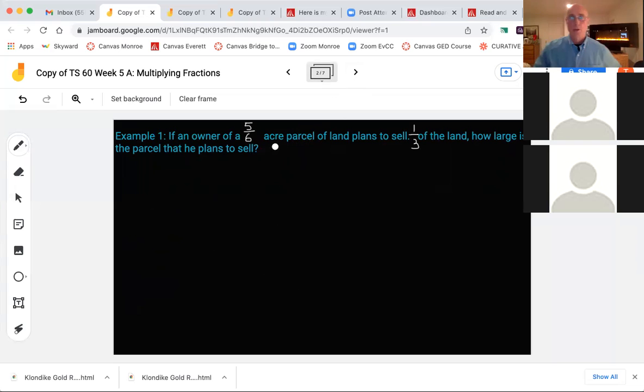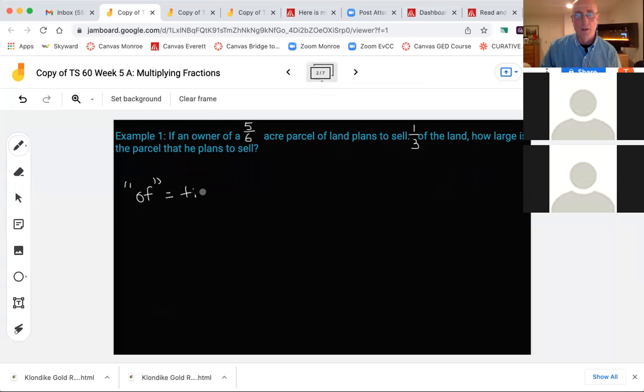Like, for instance, what do you do if you get a story problem like this? Okay. If an owner of a 5/6 acre parcel of land, that parcel means piece or section of land, plans to sell 1/3 of the land, how large is the parcel that he plans to sell? All right, so I'm going to tell you a little secret word here that has so much to do with multiplication. In a story problem, this word of, okay, very often the word of here, you might want to write this down in your notes, okay? In fact, you can write it just like this, of equals times.